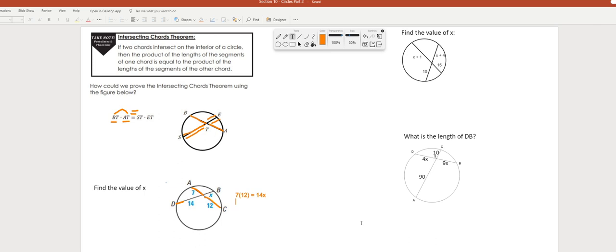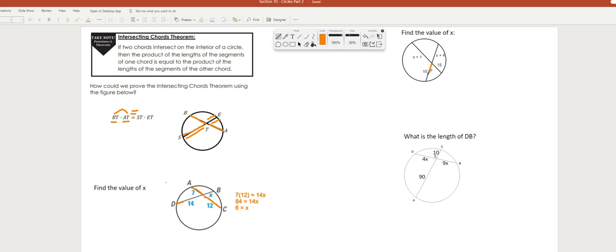So if you do 7 times 12, which is 84, this would be 84, which has to be equal to 14x. And then if you divide 84 divided by 14, that's going to give you 6. So x is equal to 6. All right, so that's the value of x. Simple as that.